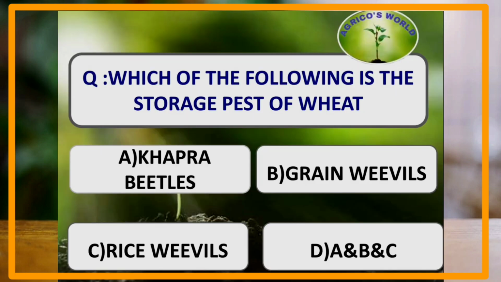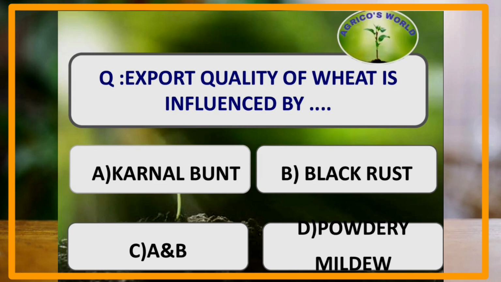Which of the following is the storage pest of wheat? Here the options are given as Khapra beetle, grain weevil and rice weevil. All of these are the storage pests of wheat. So our answer is option D, that is Khapra beetles, grain weevils and rice weevils.